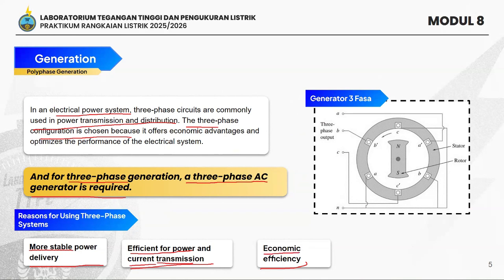And in this generator, there are two must-have components: the stator, which doesn't move, and the rotor. The rotor always moves in a circular motion.